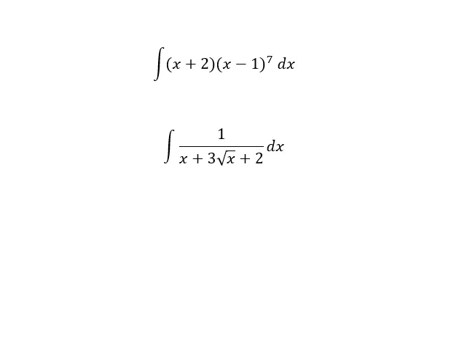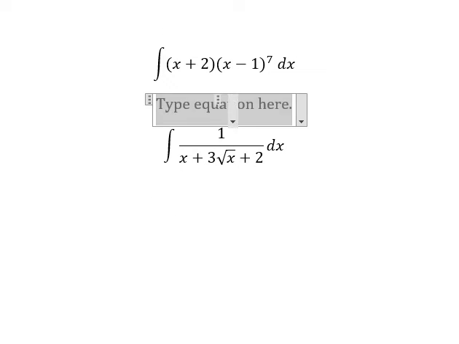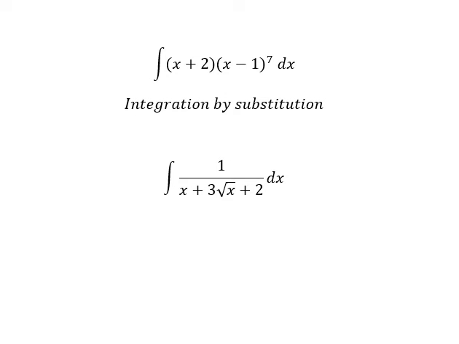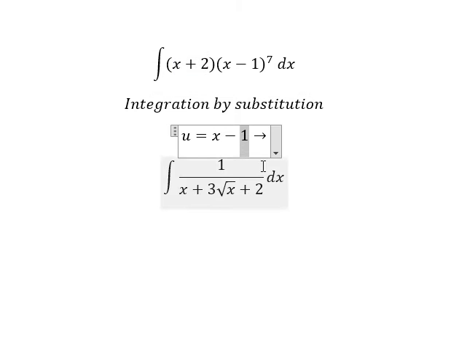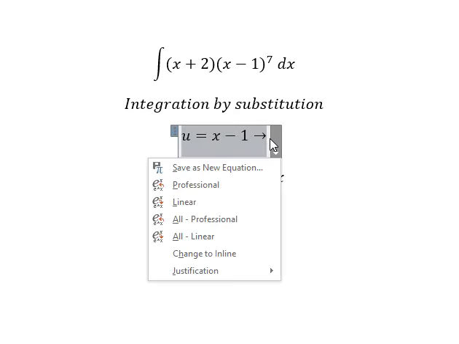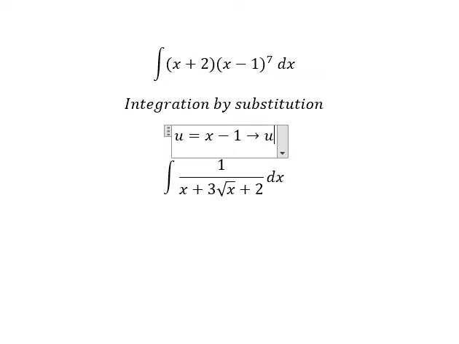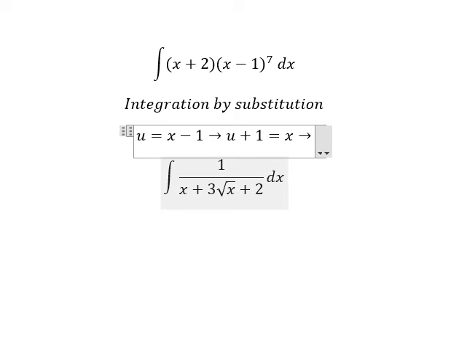Question number 2, we need to use integration by substitution. So I will put u equals s minus 1. Later, we have s, so I will put this one to the left, and we have u plus 1 equals s. Next, we need to first do the derivative for both sides, and we have like this.